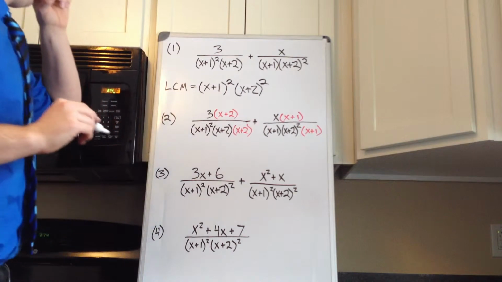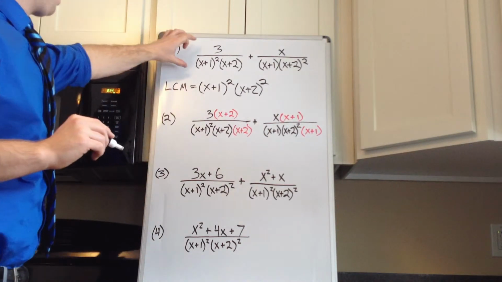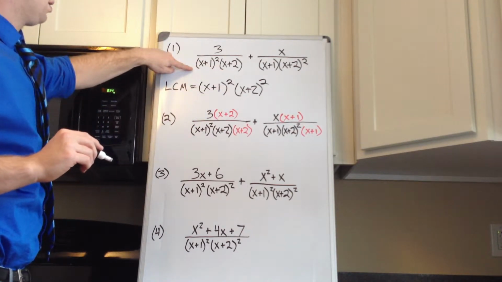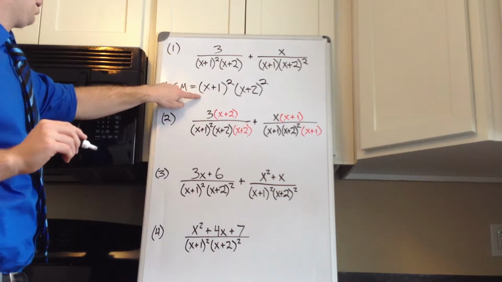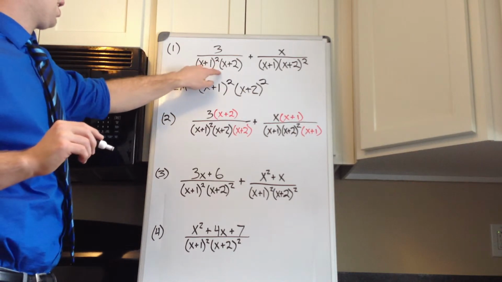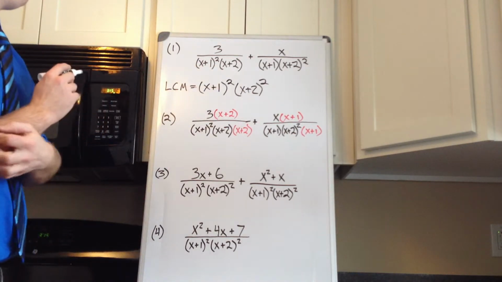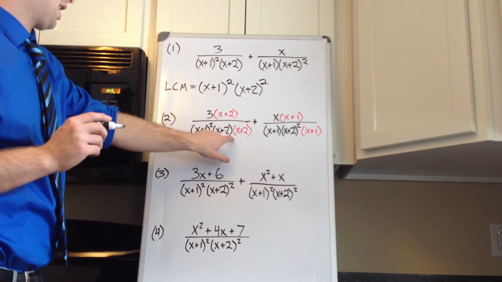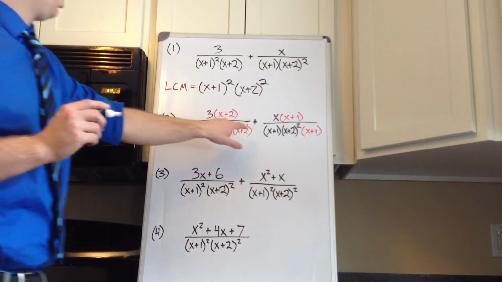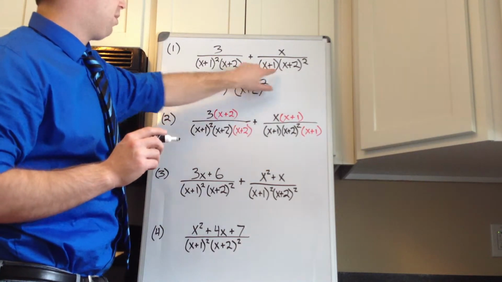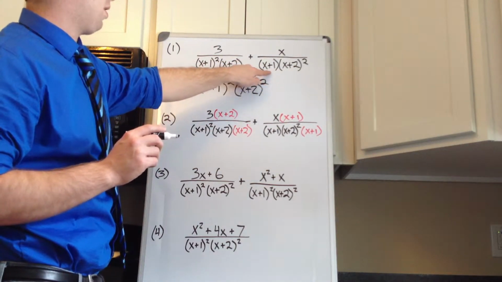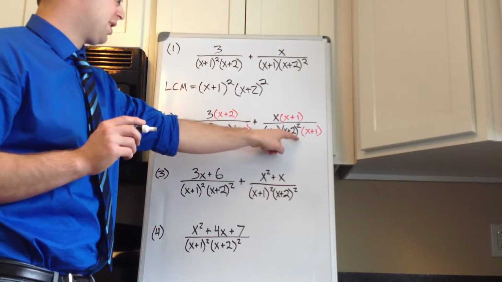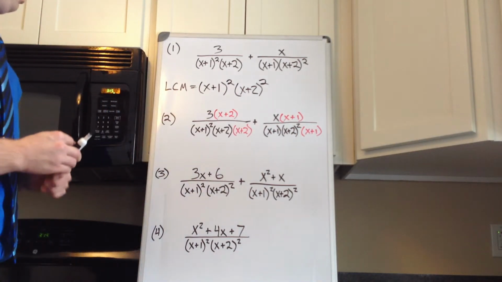Now we need to look at this fraction and decide what we need to multiply the bottom by to get the denominator to match this. So we have (x plus 1) squared times (x plus 2). We need to multiply the top and bottom of this fraction by x plus 2. So here we have times (x plus 2) and times (x plus 2). For this one, we need to multiply them both by x plus 1, because we only have one power of x plus 1 here. We need (x plus 1) squared. So we're going to multiply the top and bottom here by x plus 1.